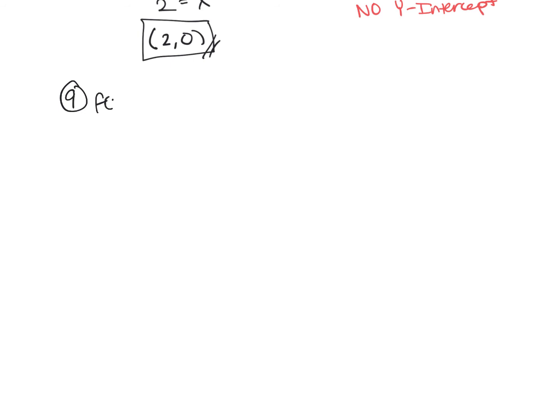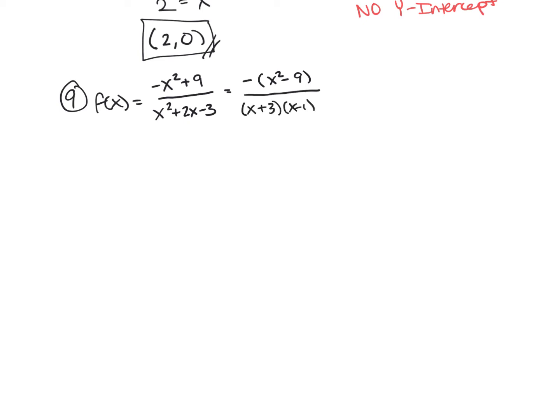Let's see, we'll have f of x is equal to negative x squared plus 9 over x squared plus 2x minus 3. So in this case, when I want to factor, this negative is really throwing me off. So what I'm going to do is factor a negative out of my whole numerator. So this becomes negative x squared minus 9 over, let's see, I need two numbers that multiply to negative 3 and add to 2. Those answers are going to be positive 3 and negative 1. So it's going to be over x plus 3 and x minus 1.